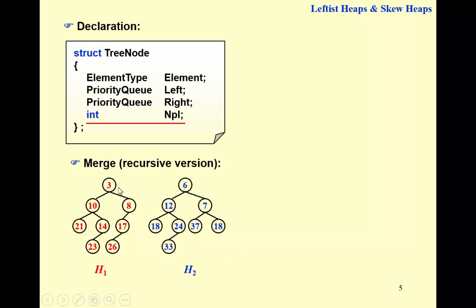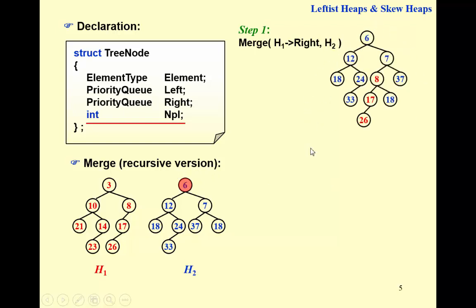So what we do is compare the two roots and keep the smaller one unchanged, and we're supposed to change the other one. So we merge heap 2 with the right subtree of heap 1. So recursively merge these two heaps. Step 1 is to merge the right subtree of H1 with the second heap. Since this is done recursively, I'm just showing you the final result here.